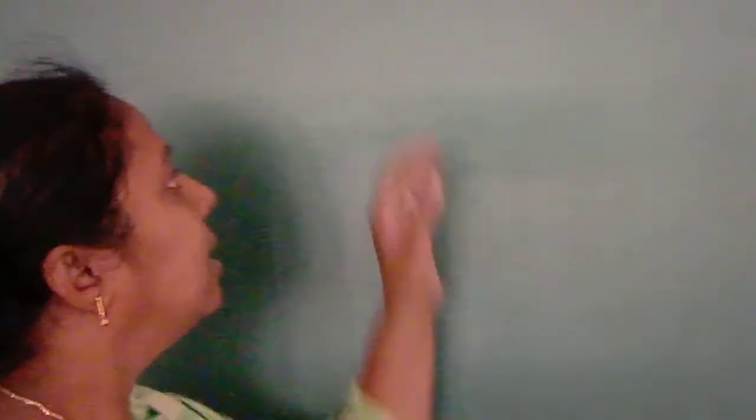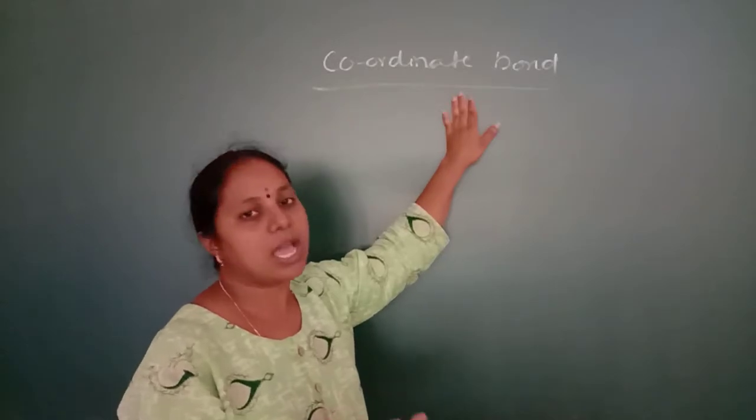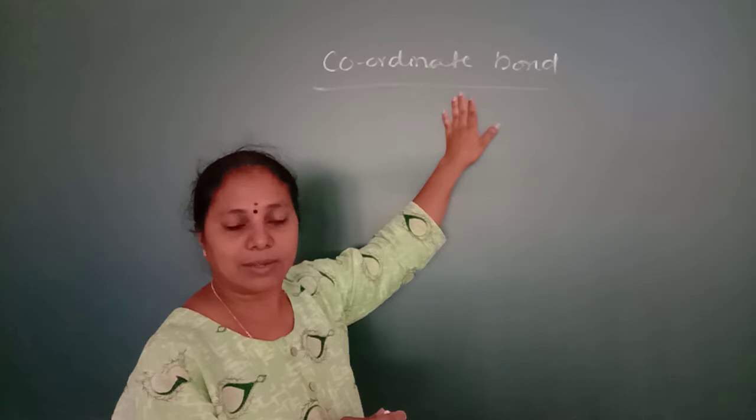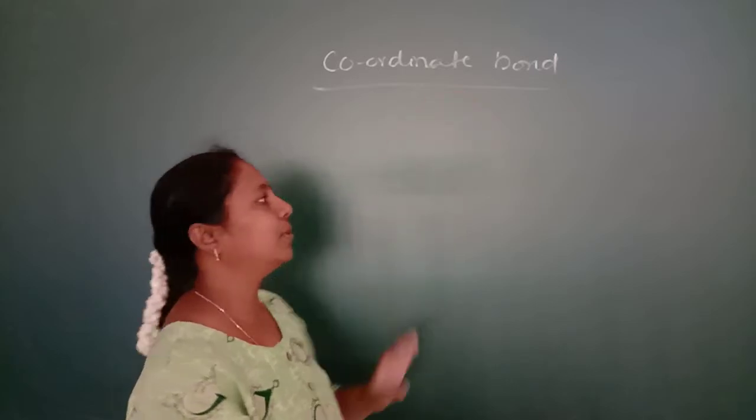Now we are studying the coordinate bond. Coordinate bond is also one of the types of covalent bond. Here also the sharing of electrons is there, but this sharing is in the unequal form. Let us study how unequal sharing of electrons takes place to form a covalent bond.